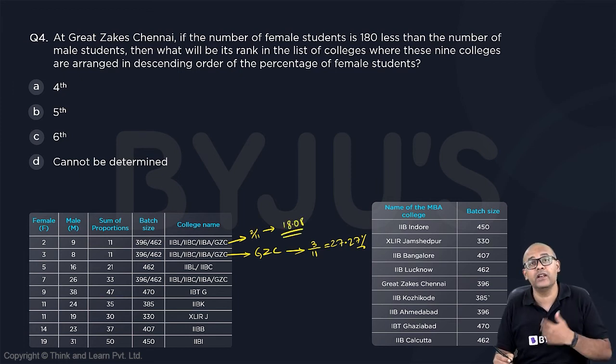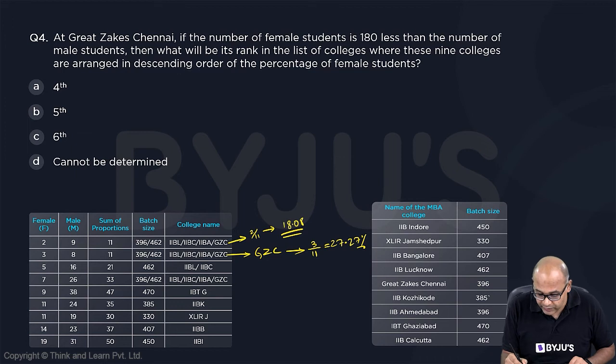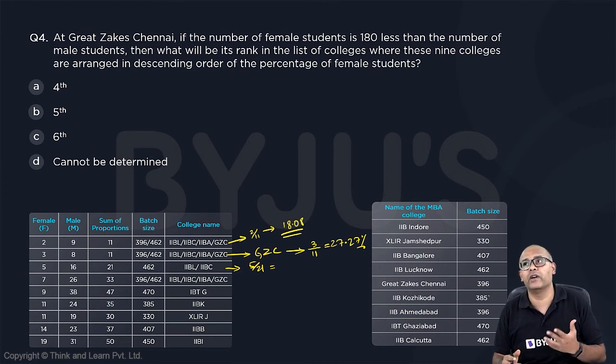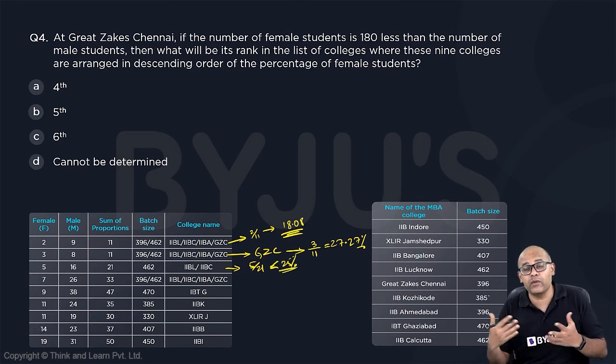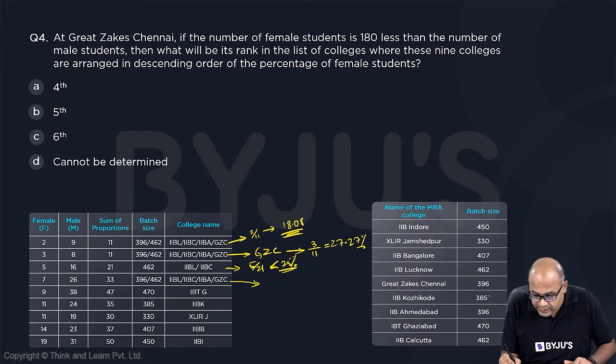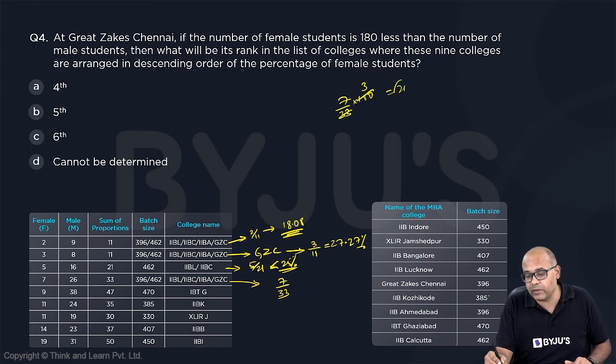So this is less than 27.27. What about this? This is 5 by 21. 5 by 21 is what percentage? 21 into 5 into 100, right? So 25s are, so this is less than 25%. So both of them are less than 27.27. What about this 7 by 33? So 7 by 33 into 100. This is almost 3 times. So this is 21% itself. Just more than 21%. This also.